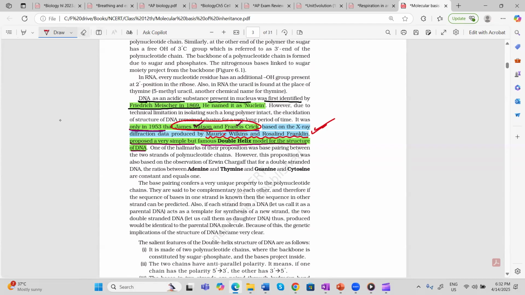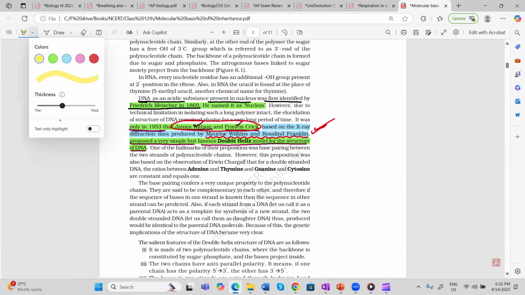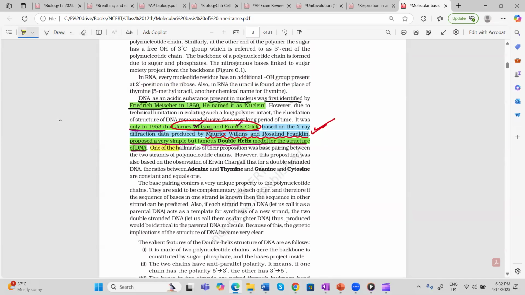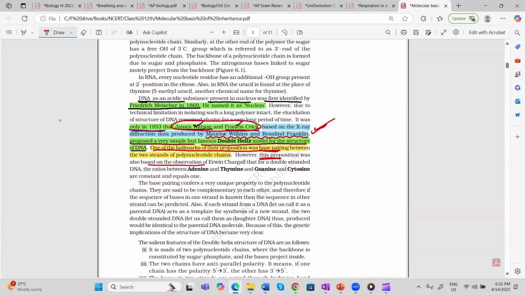Important, one of the very important hallmarks, you can say, of their success was base pairing between the two strands of this DNA. What was important was that pairing is going on between the bases. That was very important. And this proposition, one of the important hallmarks of their proposition, was base pairing, but this proposition was based on the observation by Chargaff.